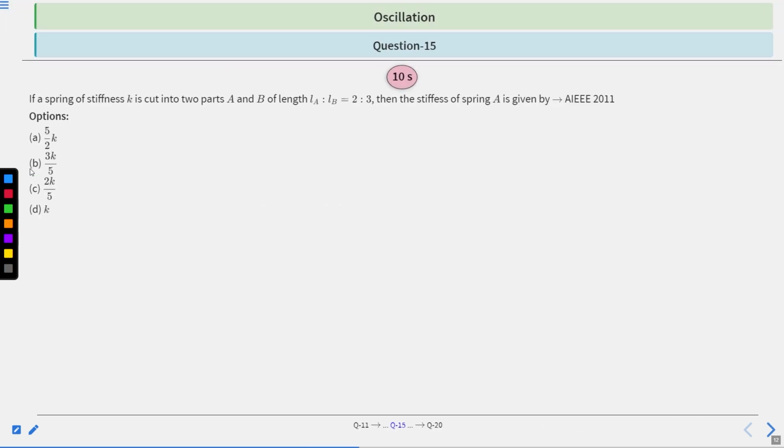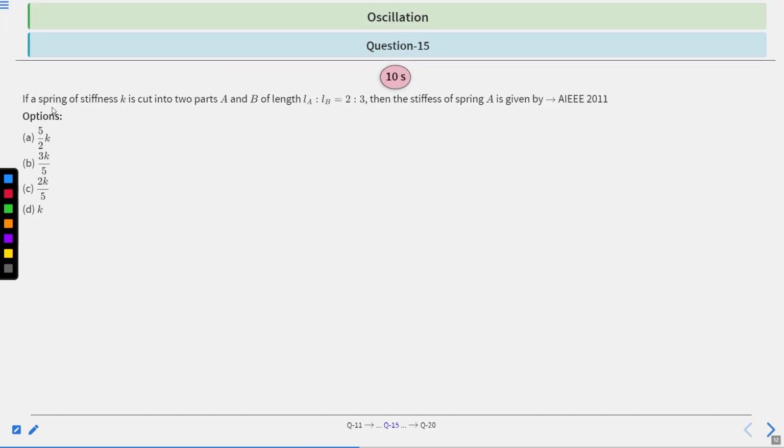Next question, question 15. If a spring of stiffness K is cut into two parts, A and B, of length ratio LA to LB equal to 2 to 3, then the stiffness of spring A is given by what? Option A 5 by 2 K, option B 3K by 5, option C 2K by 5, and option D K. You have 10 seconds to solve this question. After 10 seconds, we will provide the solution.